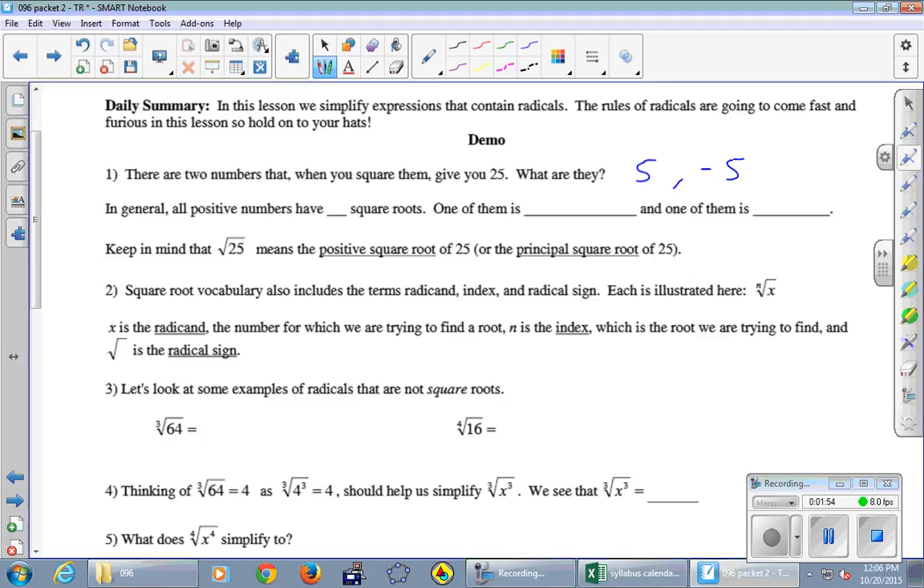In general, all positive numbers have how many square roots? 2 of them. Any positive number like 25 has 2 numbers that when you square will give you the original. One of them is always positive. One of them is negative. Now this is a symbol that you have seen before. What's the name of that symbol? Or how would you say that thing out loud? Square root of 25 is what we would say.